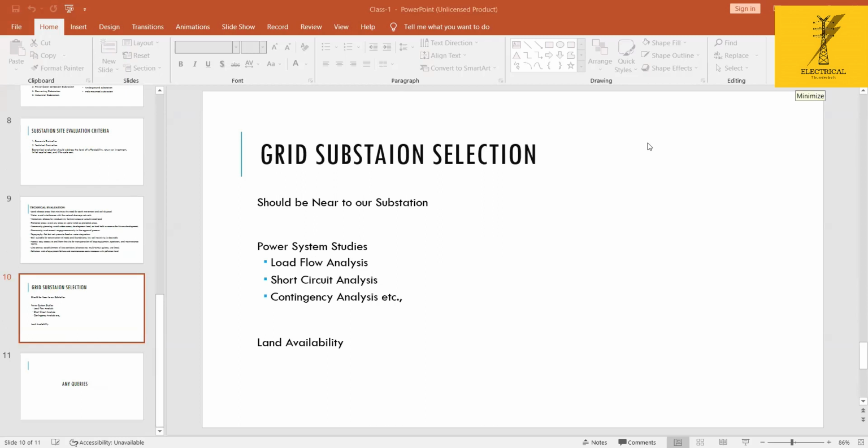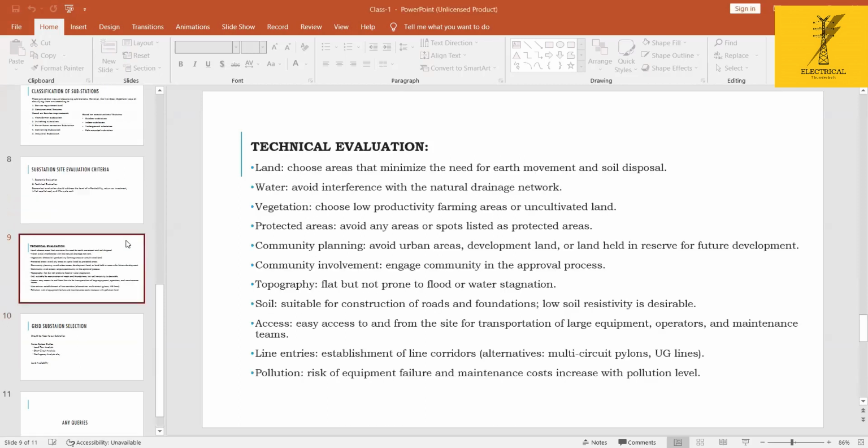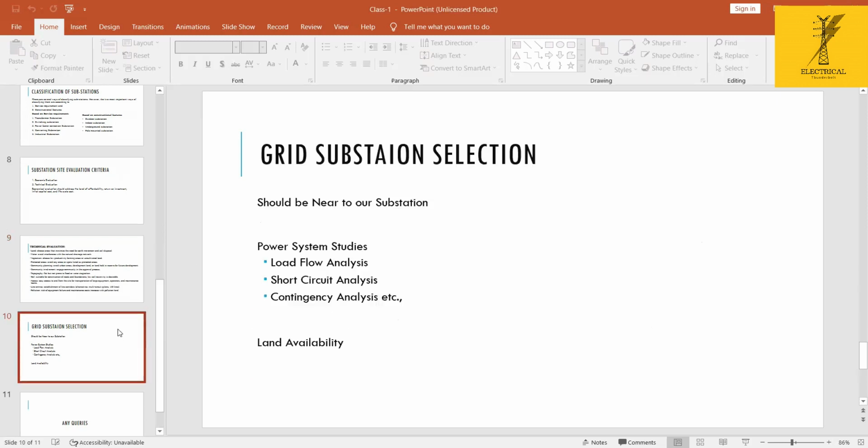Okay. So we selected the substation location, and now we have to select the grid substation. To do this selection, we have to do the load flow studies, short circuit studies, and contingency analysis. These three things we will discuss in ETAP in our next classes, but I want to give a brief idea of this in this class before concluding today's session.